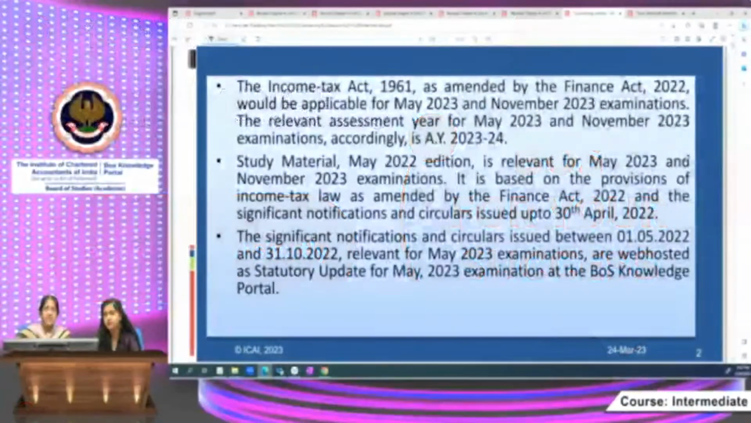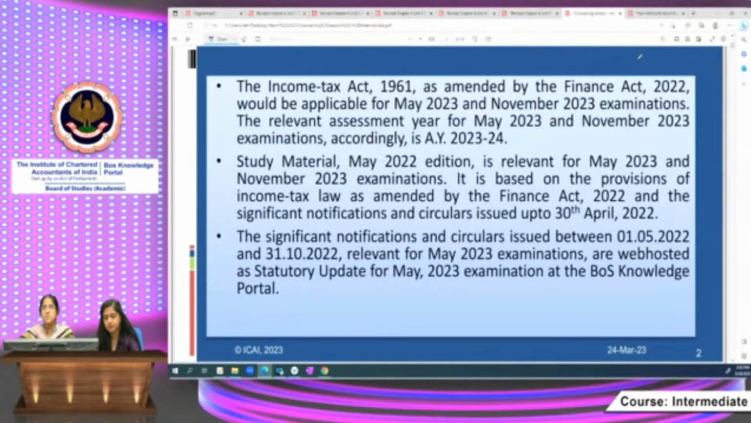The relevant assessment year is assessment year 23-24. Accordingly, the May 22 edition of your study material is relevant, and I hope all of you have gone through the study material very well. In addition to the study material, notifications and circulars up to 30th April 2022 are covered in the study material. Thereafter, your cutoff date for May 23 examination is 31st October 2022.